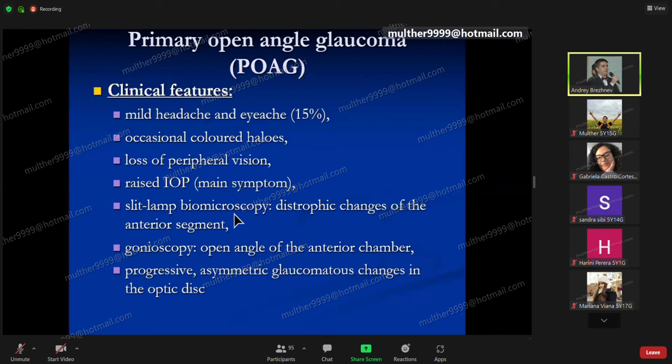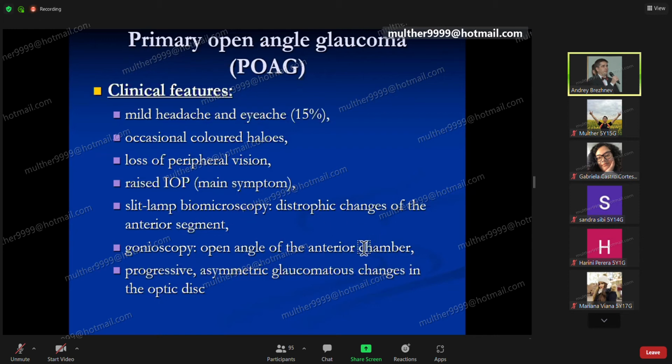Ocular examination, including slit lamp biomicroscopy, may reveal dystrophic changes of the anterior segment, iris. Gonioscopy reveals an open angle of the anterior chamber. So no constriction, no restriction, no obstruction of the angle of the anterior chamber. The angle is normal, but the trabecular meshwork has problems.